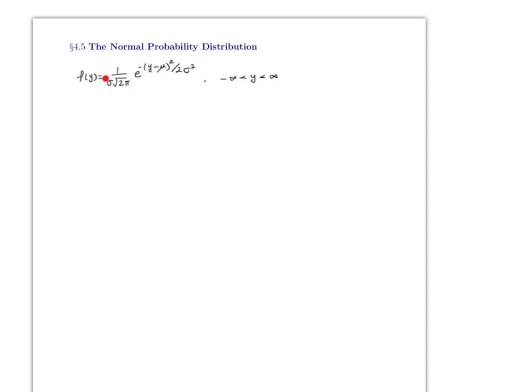This is the density function, and this is probably one of the most, if not the most, important distributions in the whole class, or in all of probability. You'll see why as the class progresses. If you do the graph of this, you have the mean in the middle. Notice that this keeps going forever.